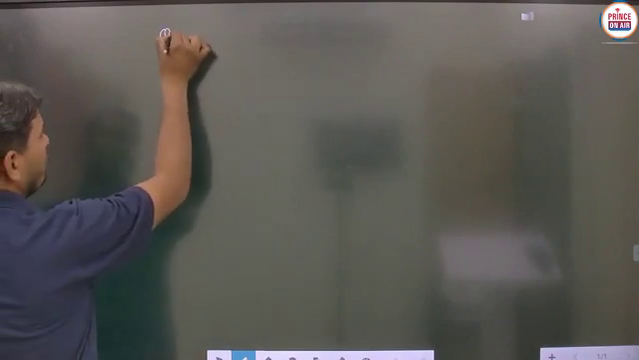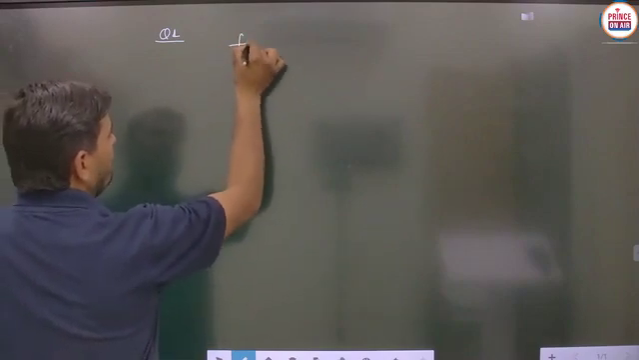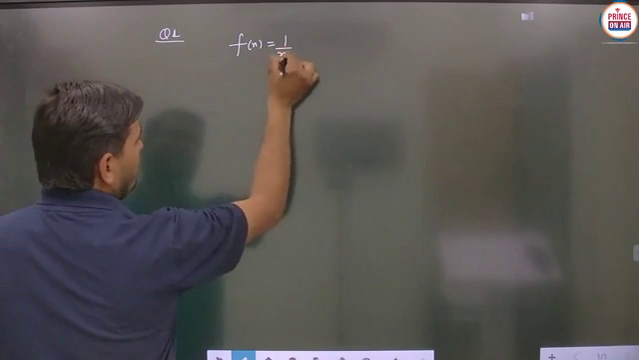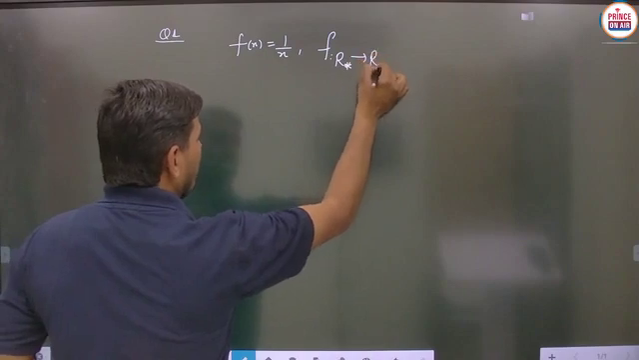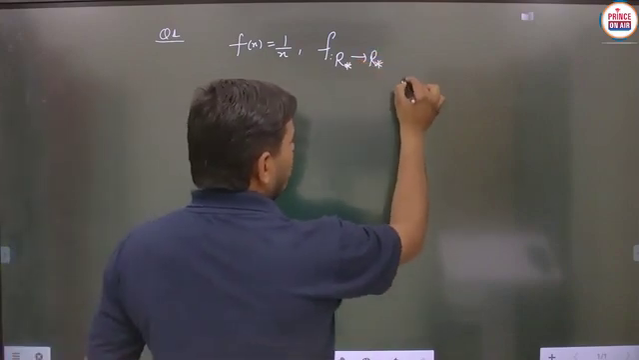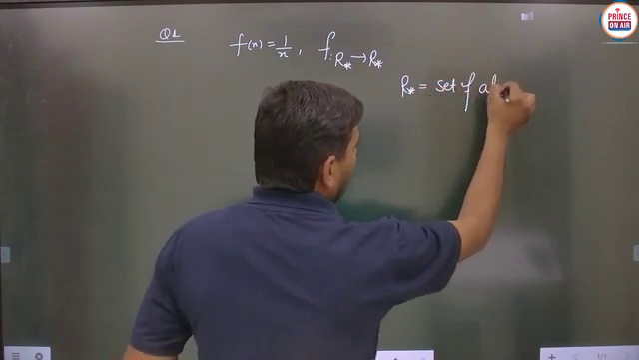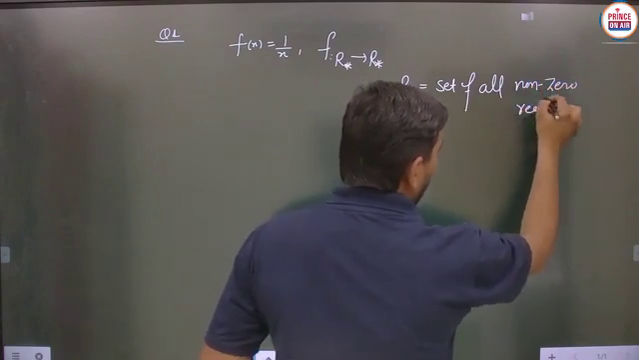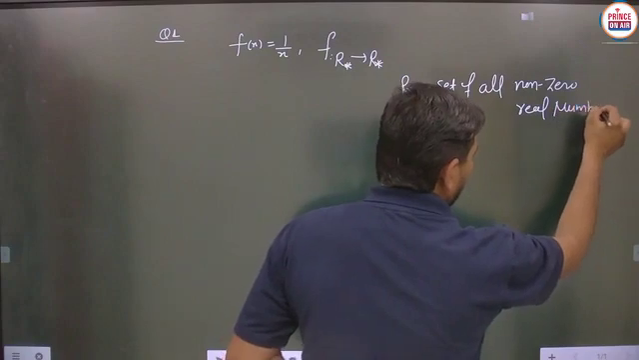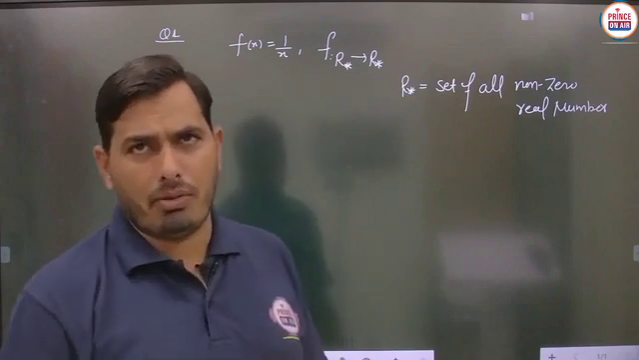Suppose, students, in the very first question we are saying that the function f(x) is given as 1/x, and this is given from R star to R star. What is R star here? R star is defined as the set of all non-zero real numbers. Is it clear? So basically, in R star we are just taking the set of all non-zero real numbers. Is it clear?